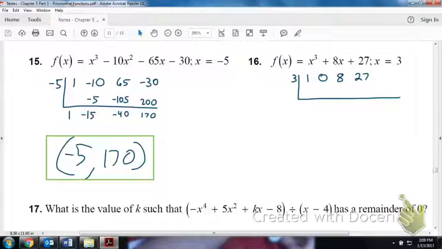And then drop it, multiply, add, multiply, add, multiply, add. So 1 times 3 is 3. Add them up, it's 3. 3 times 3 is 9. Add them up, that's 17. 17 times 3 is, I got to think about that for a second. Well, 20 times 3 is 60. Minus 9 would be 51. And 51 plus 27, that's 78. Yep. So when x is 3, y is 78. There's your answer.